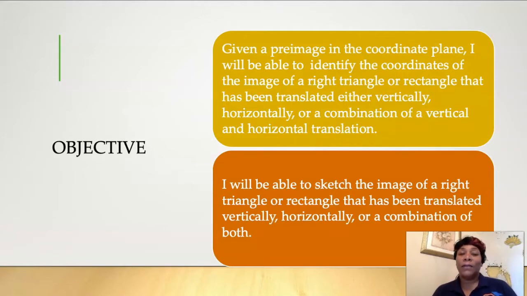Our objective: given a pre-image in the coordinate plane, I will be able to identify the coordinates of the image of a right triangle or rectangle that has been translated either vertically, horizontally, or a combination of a vertical and horizontal translation. I will be able to sketch the image of a right triangle or rectangle that has been translated vertically, horizontally, or a combination of both.